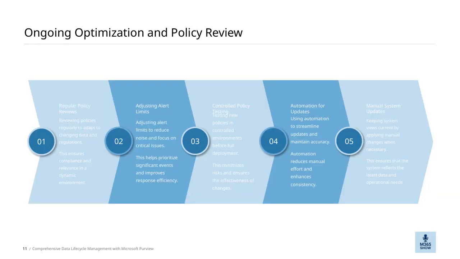Now, let's talk about ongoing optimization and policy review. As data environments evolve, it's crucial that we continuously refine our policies to stay compliant and relevant. Regular policy reviews help us adapt to changing regulations and operational needs, ensuring we're always aligned with current standards. Next, adjusting alert limits is an important step. By fine-tuning these thresholds, we can reduce unnecessary noise and focus on the truly critical issues. This way, our team can prioritize the most important events and respond more effectively.